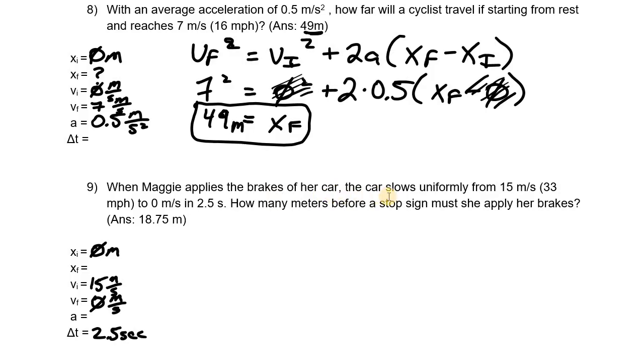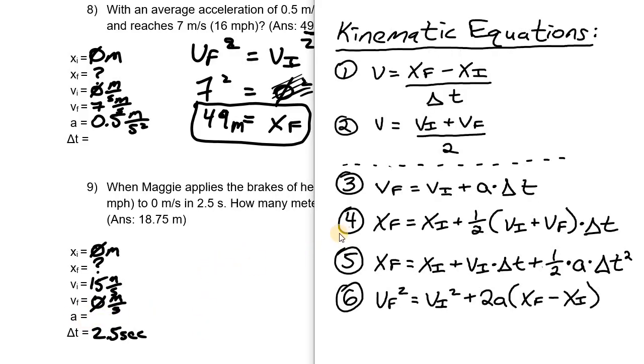How many meters before a stop sign must she apply her brakes? So it sounds like we're really just looking for the distance, or the final position. There's no mention of acceleration, and it's not asking us for the acceleration. So that's the variable that we don't care about, and that's the one we're going to use to determine our equation. Once again, are we dealing with the average velocity? No, so we're not going to be using that one.